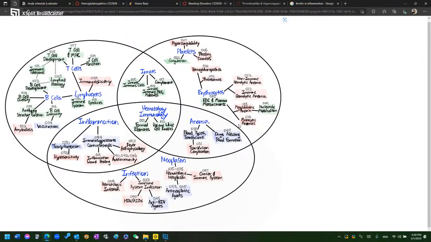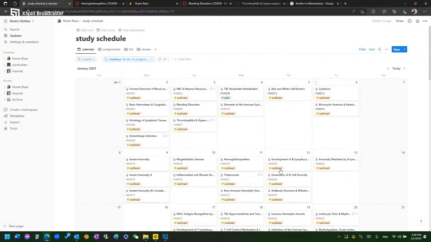On to megaloblastic anemias and nucleotide metabolism.